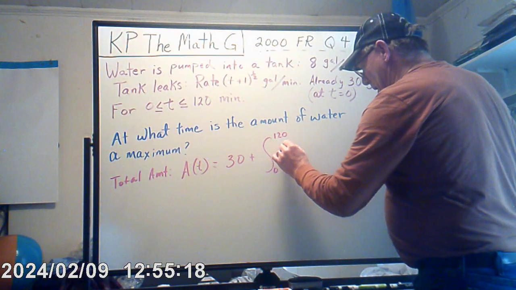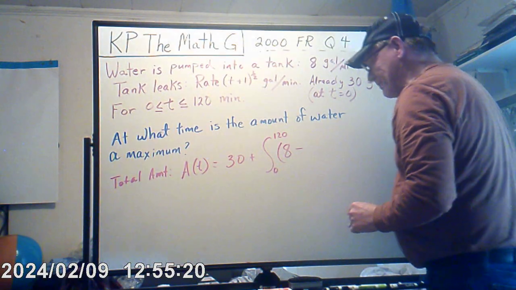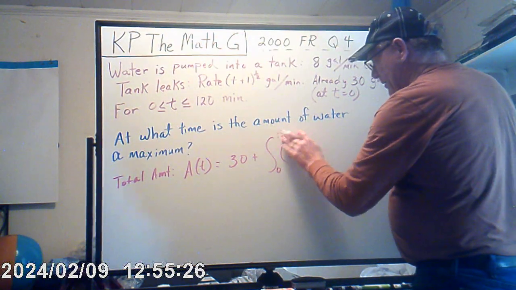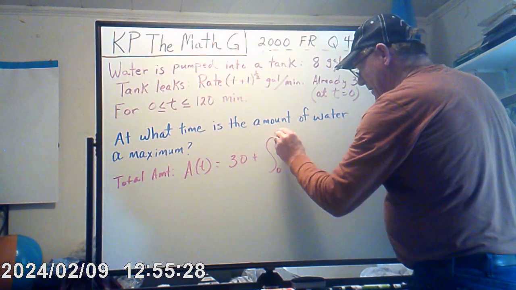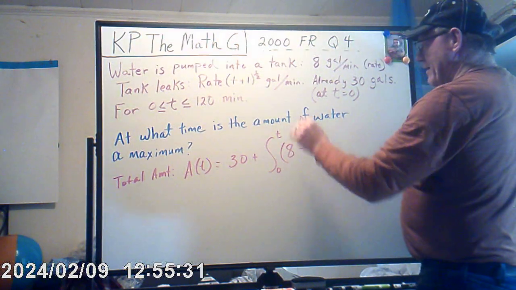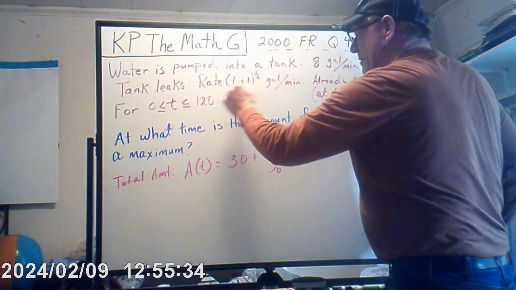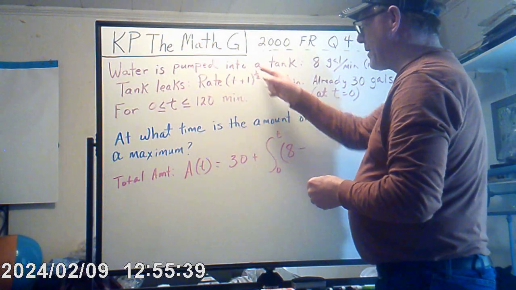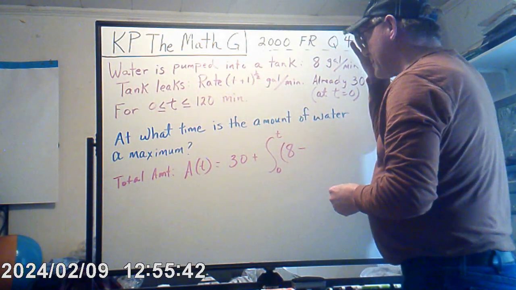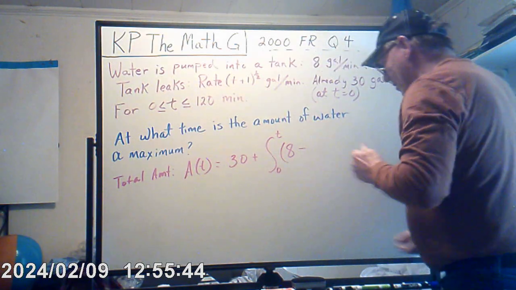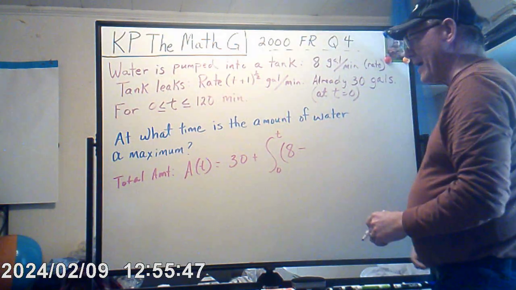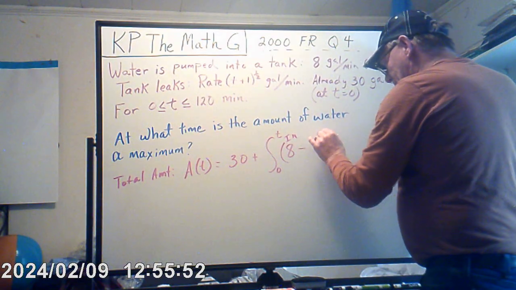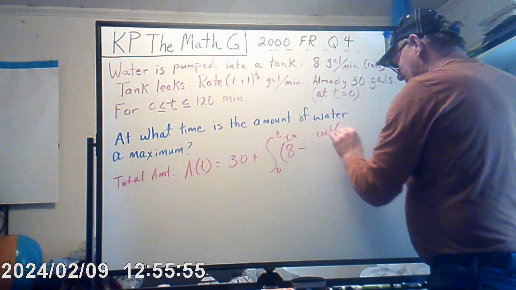Actually, if you want to do any time t, you could put t up here. 8 minus, and this tank leaks, by the way, at a rate of the square root of t plus 1 gallons per minute. So we want to take that off. We're going to use that subtraction sign to take this off. Water's coming in, water's going out, leaking.